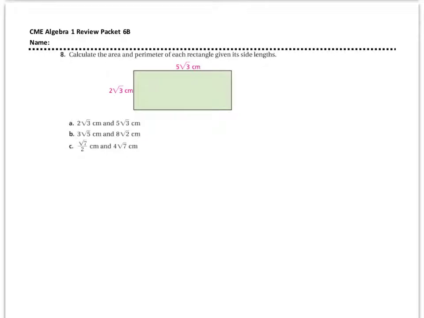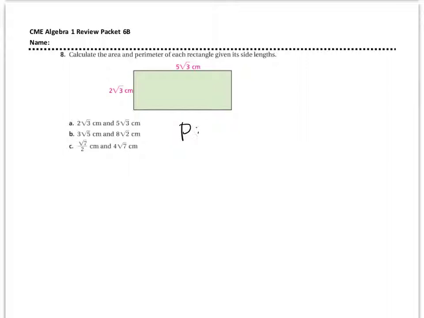Calculate the area and the perimeter of each rectangle given its side length. So this diagram shows just the A. Perimeter is, if you start working from here and go all around the perimeter of the rectangle, what would be the length in total? So from here to here it's 2 square root of 3, and on the longer side it's 5 square root of 3.